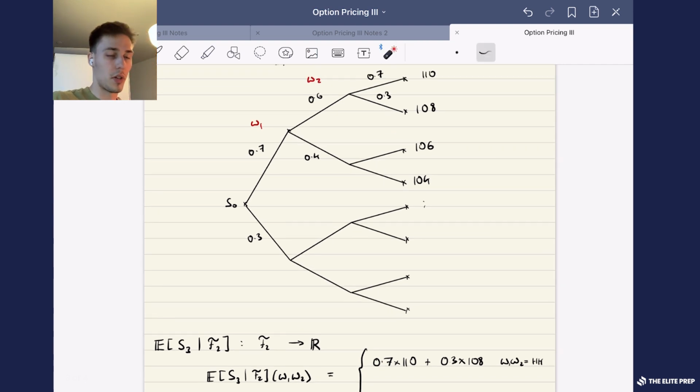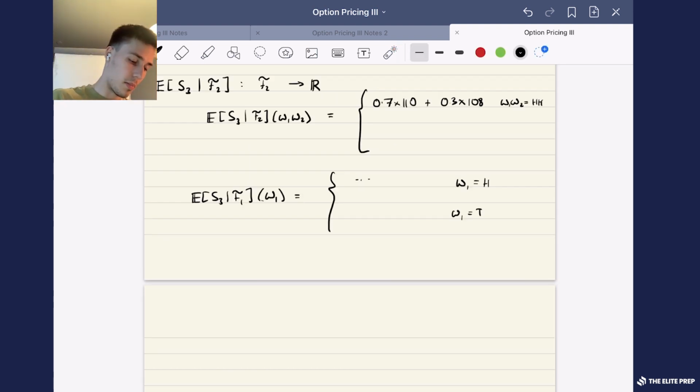And after that, we would go through computing the expectation across all of these values. So we would calculate 0.6 times 0.7 times 110 plus 0.6 times 0.3 times 108, and sum all of these. And we would continue in that way. So you can complete that on your own.